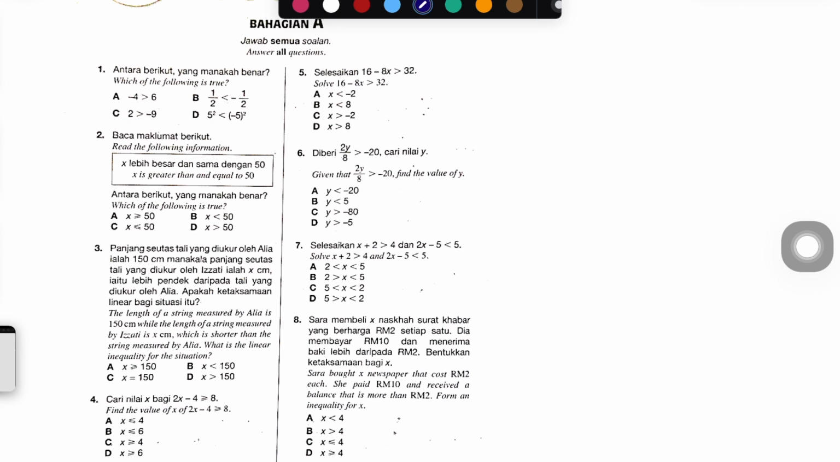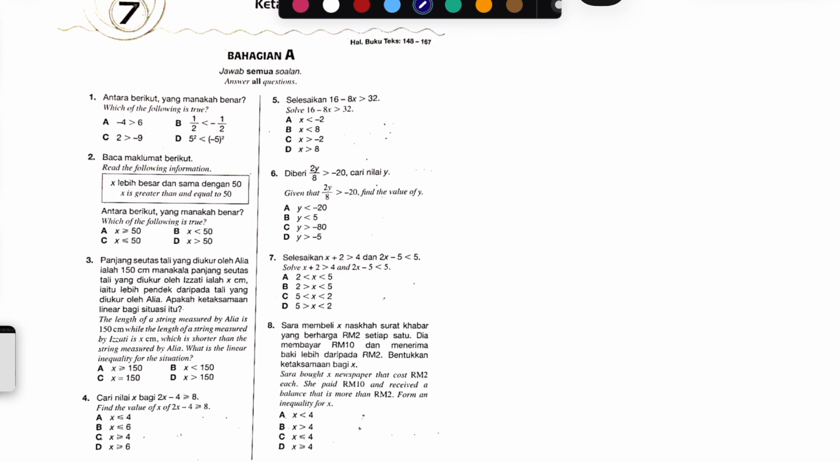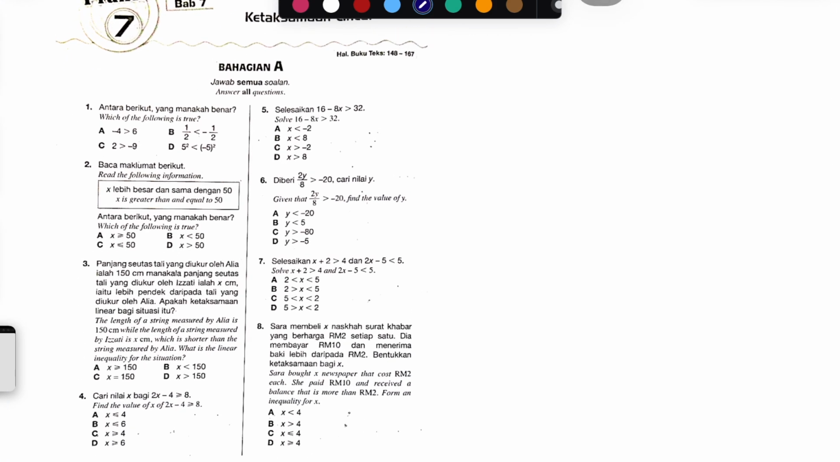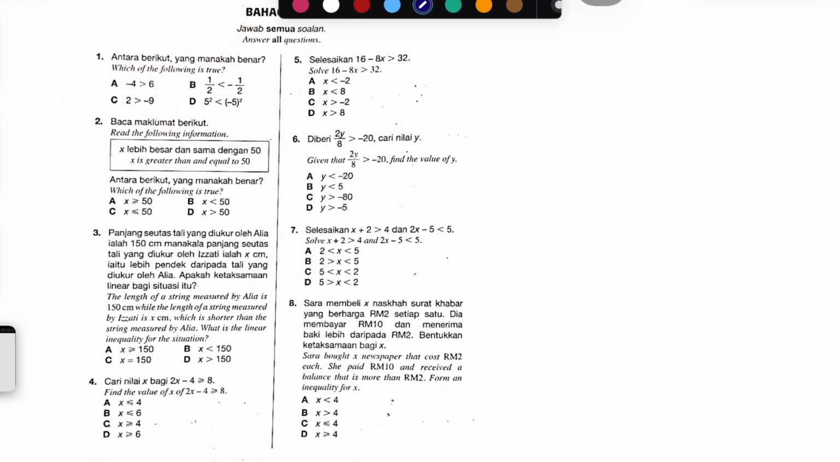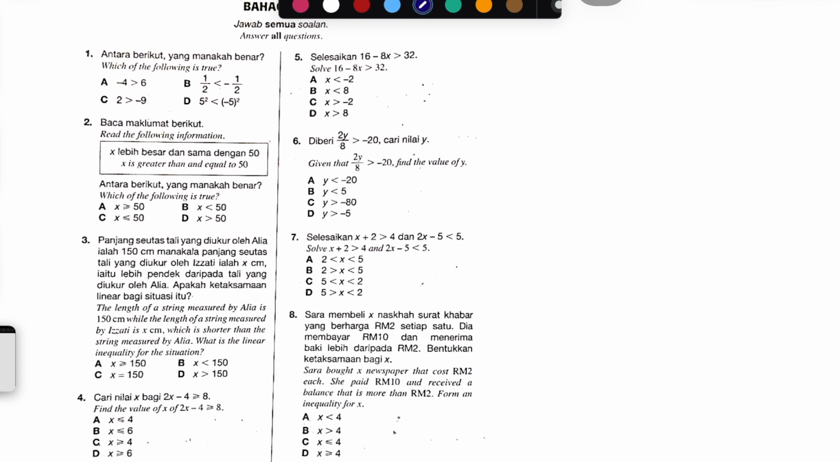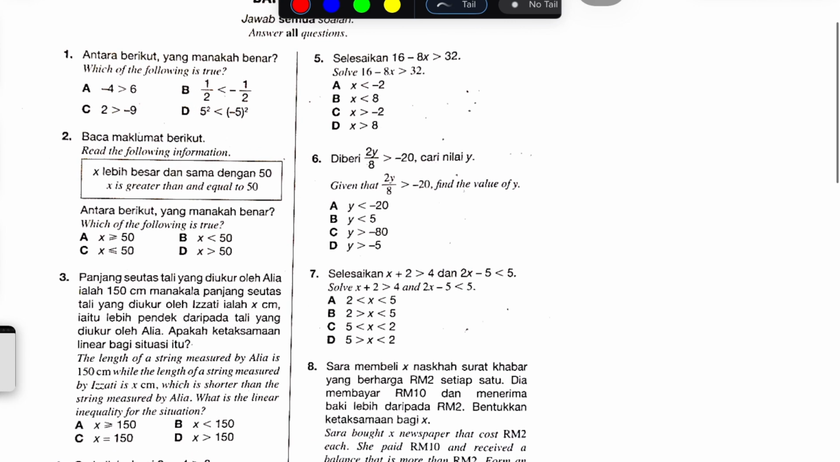Alright class, today we're going to discuss the answers for the revision on chapter 3, inequality linear, ketaksamaan linear. So look at the first question. Which of the following is true? Between A, B, C, D, which one is true? Look at the first one. Negative 4 greater than negative 6.